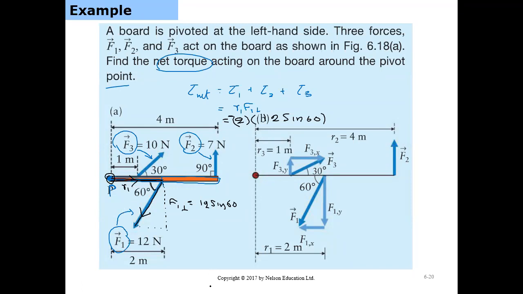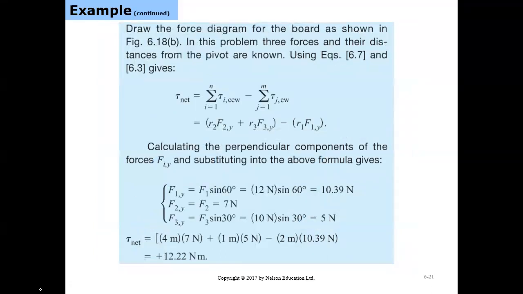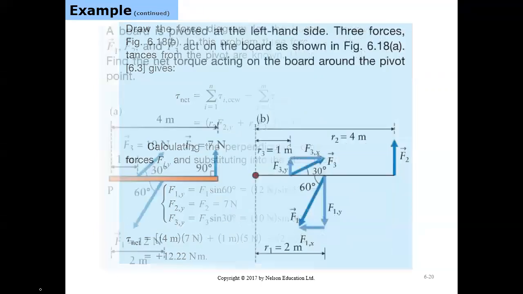So here, imagine this is the only force. 12 Newton is the only force. And say it is pivoted at the point P. If that is the only force and it is pivoted at the point P, which direction this board will turn? It will turn clockwise, right? So the turning effect of the force F1 is negative, clockwise. So you put a negative sign. Now let me go to the next slide because it has been done there. So okay, go back. Fine.